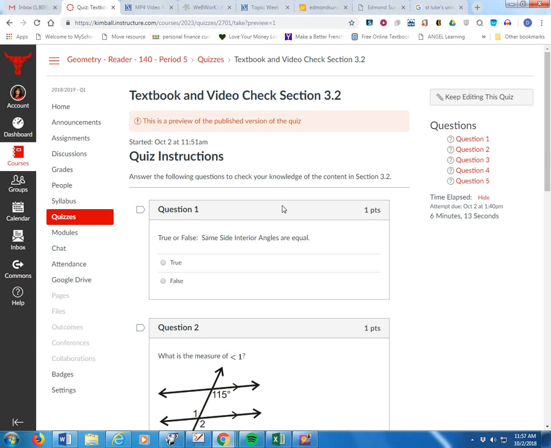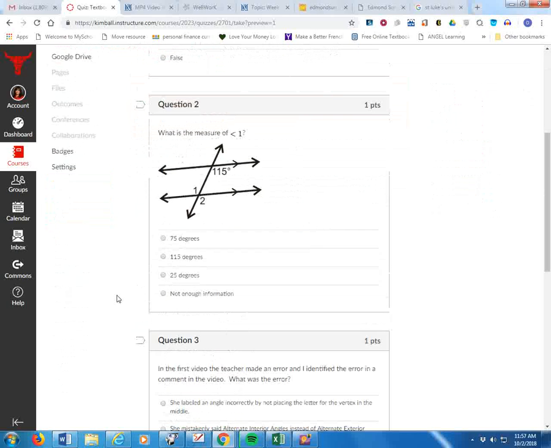Same side interior angles are equal. False, they are supplementary. They're equal to 180. What's the measure of angle 1? 115, because they're alternate interior.